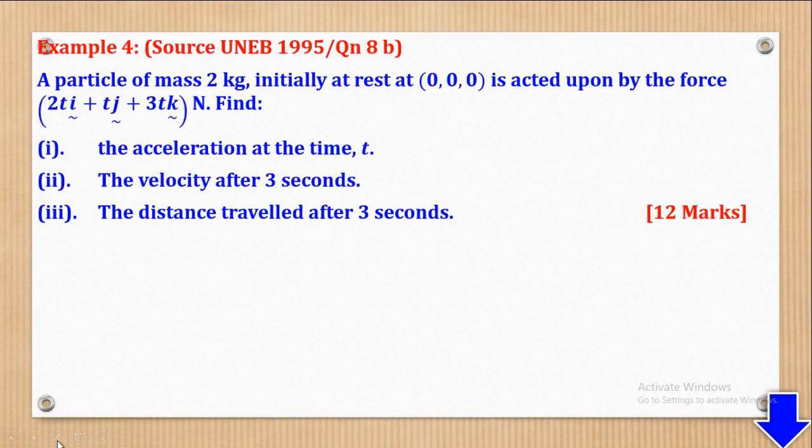So now we shall go to example 4. Example 4 came from UNEB 1995, paper 2, question 8b, and says a particle of mass 2 kilograms initially at rest at 0, 0, 0 is acted upon by a force 2ti plus tj plus 3tk. Because F is a function of t, it implies that it is variable. Then Roman 1, they said find the acceleration at time t, Roman 2, the velocity after 3 seconds, and Roman 3, the distance traveled after 3 seconds.